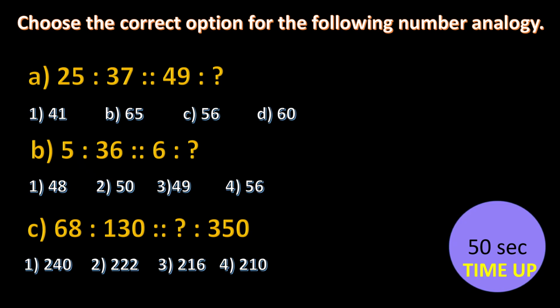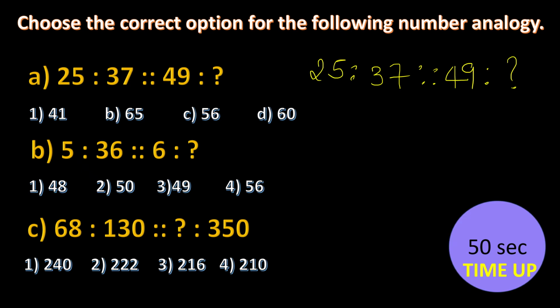Okay, time up, students. So we will solve the first one. That is 25 is to 37, then 49 is to what they have given. So what is the logic? Try to find out, students. What is the logic here? So if you see 25 is given, then you have 37, 49, and what comes next. So prime number, no, 25 and 49 are not prime numbers. So prime number logic will not work here.